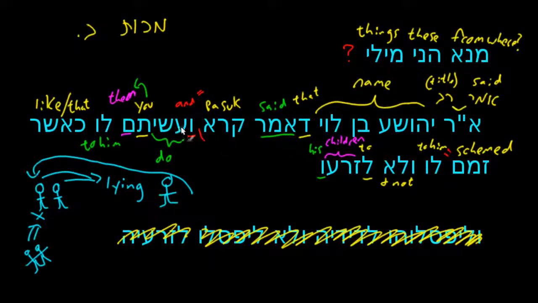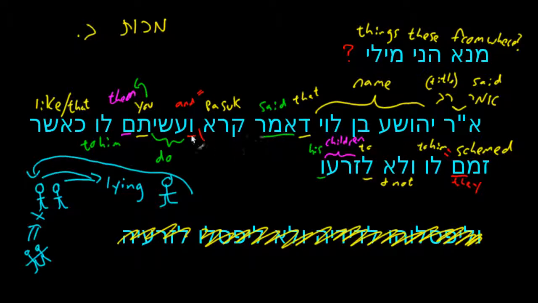Okay, and you do to them, lo, to him, ka'asher, that, zamam, they schemed. I actually forgot to point this out, zamam, this is them, they schemed. And then the Gemara continues after this quote, lo, to him, v'lo, and not, l'zar'o, to his children. Okay, so this seems to be learning out something from this pasuk.